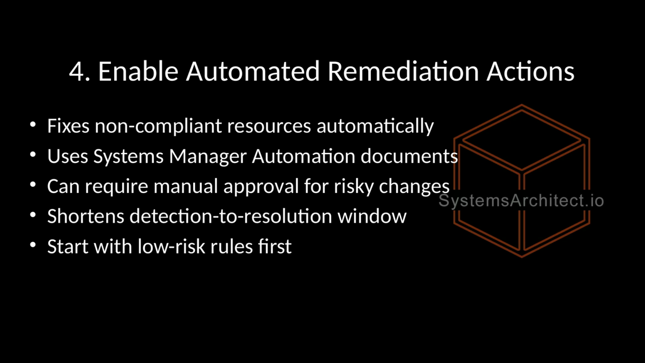4. Enable automated remediation actions. Detecting a non-compliant resource is only half the job if a human still has to manually fix it every time. AWS Config supports automated remediation through AWS Systems Manager automation documents, letting you attach a corrective action directly to a rule's non-compliant evaluation, whether that means re-enabling encryption, closing an open port, or applying a missing tag. This dramatically shortens the window between detection and resolution, though higher risk changes can still require manual approval first. Start with remediation on low-risk, well-understood rules before expanding it further.